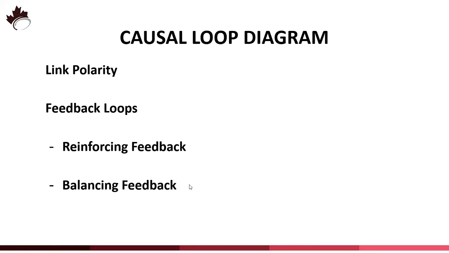Let's talk about causal loop diagrams. Causal loop diagrams are a simple way of looking at a model. They don't have to be simple, but in this case, it'll be fairly simple. There are two things that are important in a causal loop diagram: link polarity and feedback loops, and I'll get into that. And then there are two types of feedback loops: the reinforcing feedback loops and balancing feedback loops. So let me just show you.